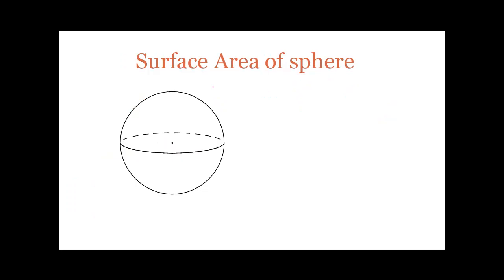And now our last circular solid today, which is the sphere. As you can see, this sphere has a radius r. Its surface area will be 4 pi r squared.